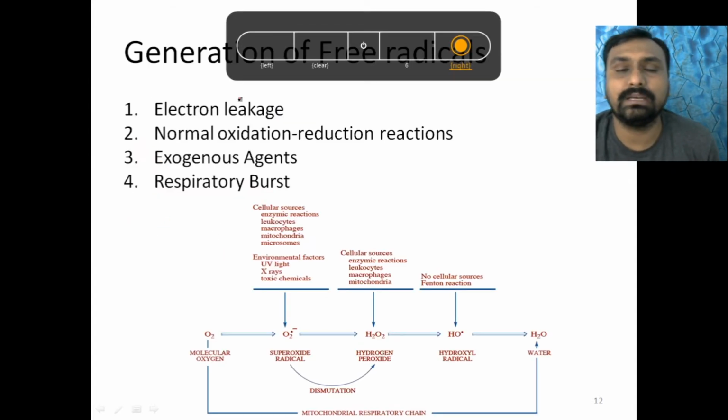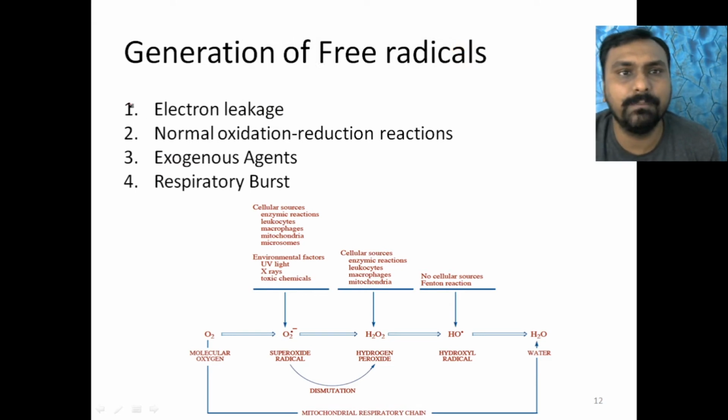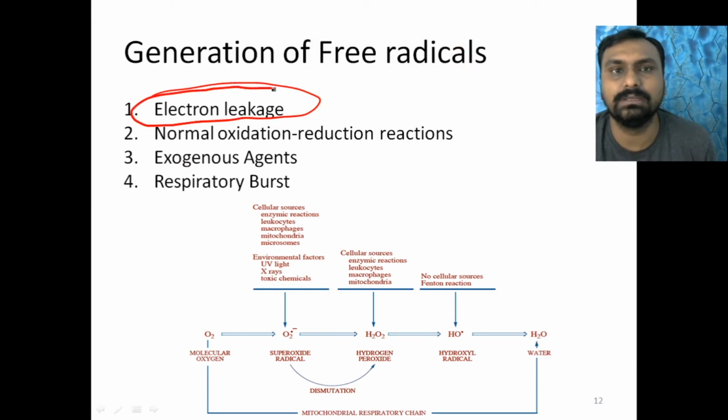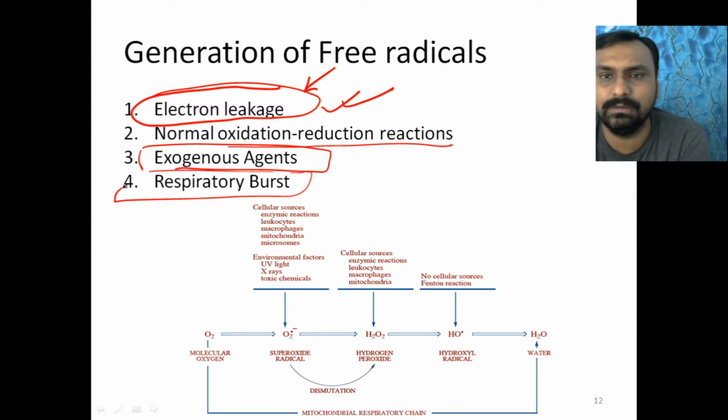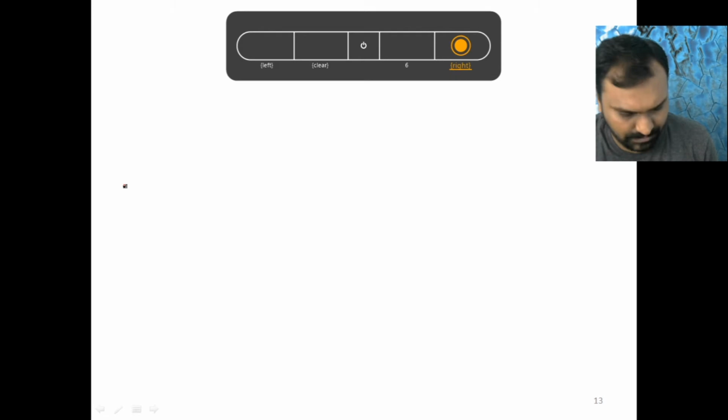Now, what are the sources of free radicals? The most important is electron leakage during the electron transport chain. If there is damage to the mitochondria, or during the electron transport chain, there is a chance of electron leakage, and that may produce free radicals. Then they are produced during normal oxidation reactions. Then exogenous agents and respiratory burst are the most important reactions in which free radicals are generated. So we will see one by one.